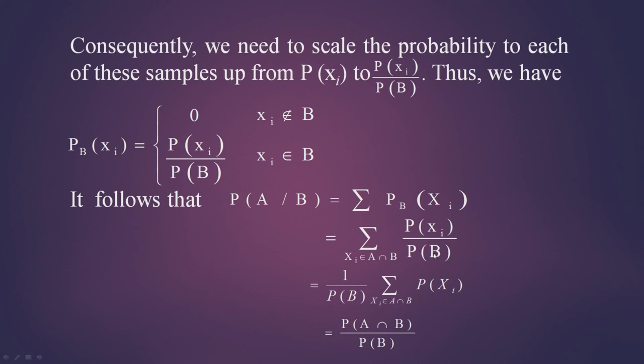Now, 1 by probability of B we can take out of this summation. So, we will get 1 by probability of B into the summation over xi belonging to A intersection B of probability of xi, and that is equal to probability of A intersection B divided by probability of B. So, we are getting the definition of conditional probability in this way. Probability of A given B is probability of A intersection B divided by probability of B.